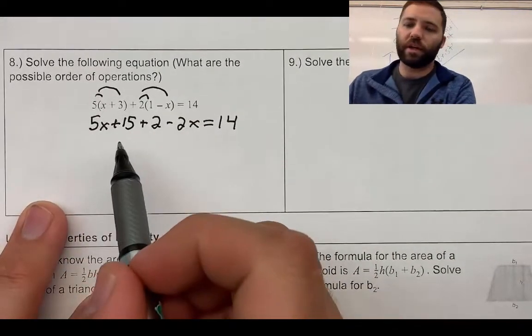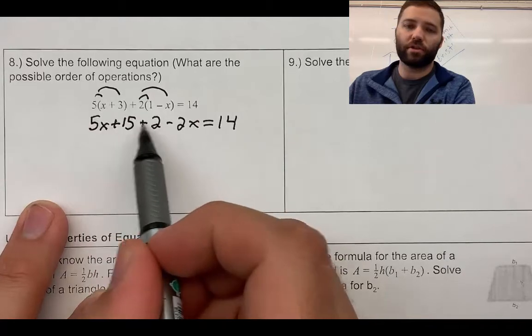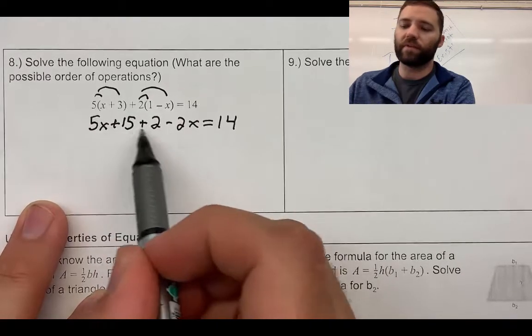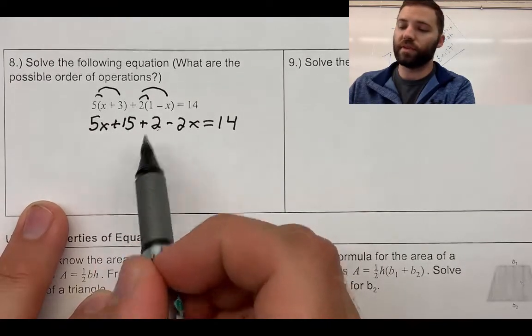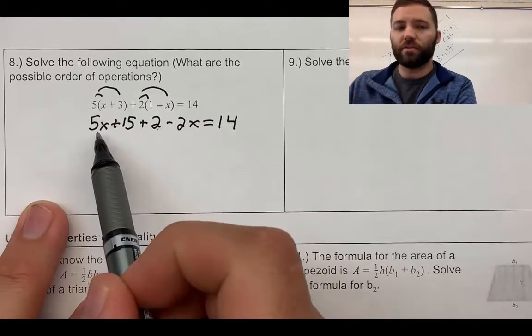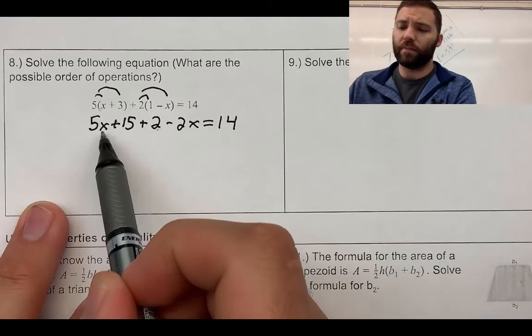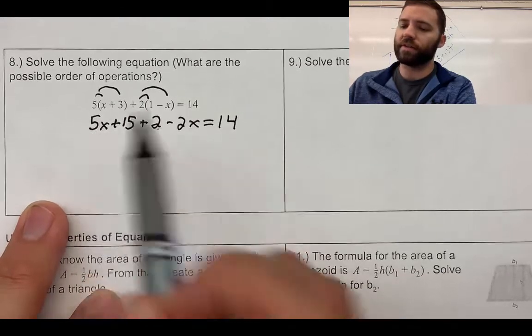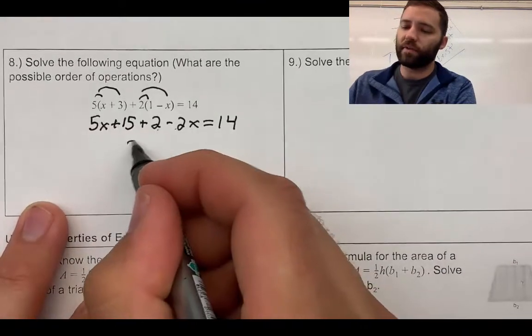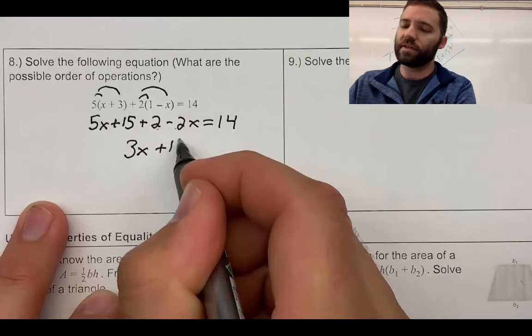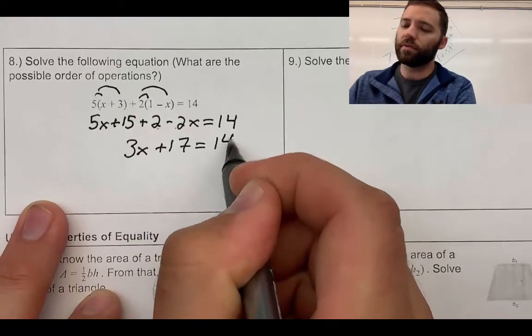Combining like terms, remember like terms are numbers, integers, or really any real numbers that can be combined. So 15 plus 2 is 17. Or terms that have the same variable with the same power. Okay, so we have 5x minus 2x. That'll be 3x. So I'll have 3x plus 17 over here is equal to 14.